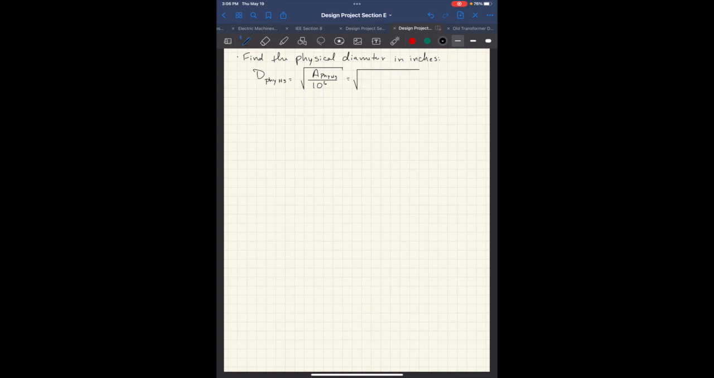So we're going to have 37485.7 circular mil divided by 10 to the 6. And when you punch the numbers in, it turns out to be 0.1936 inches. That's going to be the physical diameter of the high side cable. This is a good number to put in a red box. We're going to come back to that.